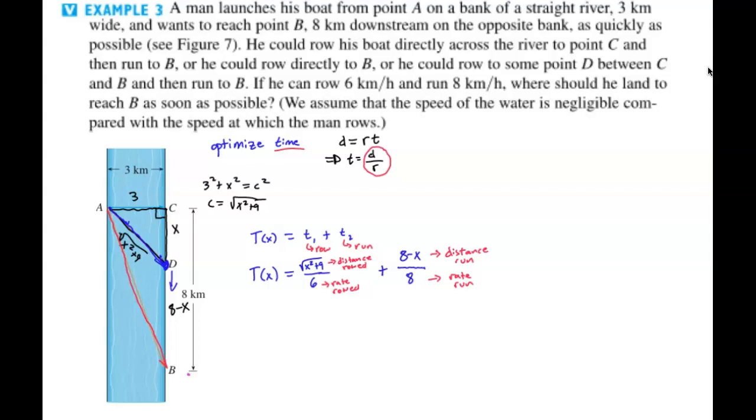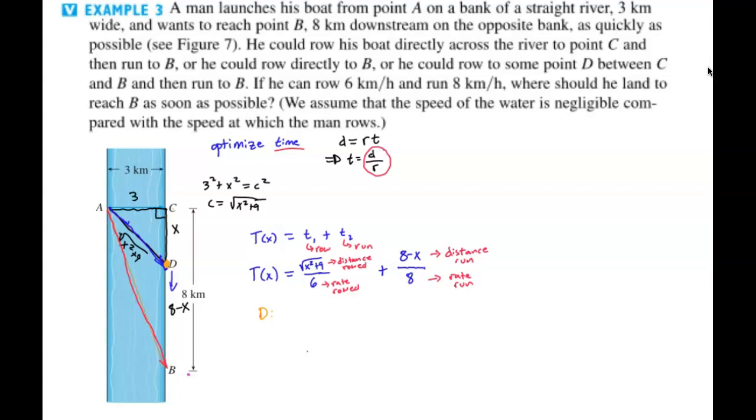All right, this is actually a closed interval, so let's talk about the domain. What's the smallest x is allowed to possibly be? Think about what x is, right? X is the distance from point C to the point he lands his boat on the other side. What's the smallest that could possibly be? And makes sense. Yes, 0.